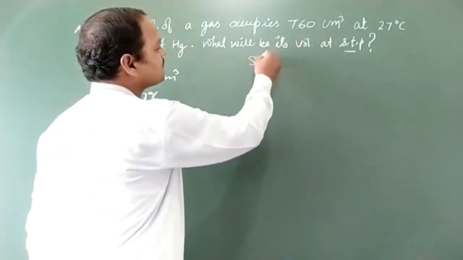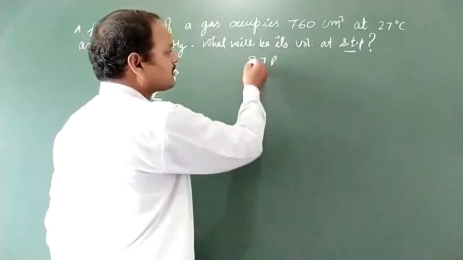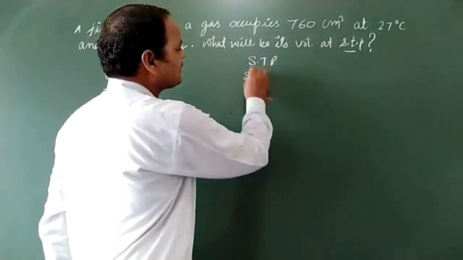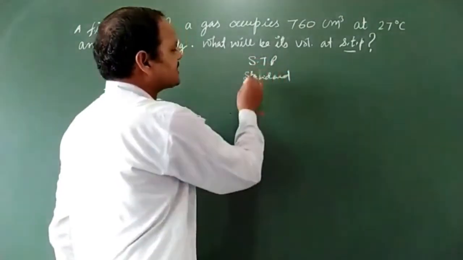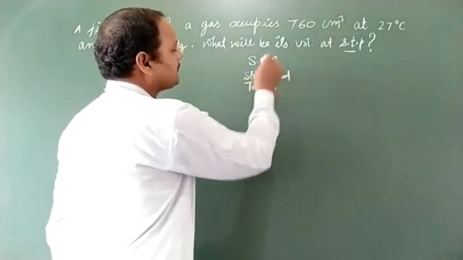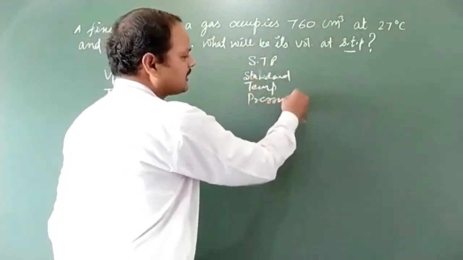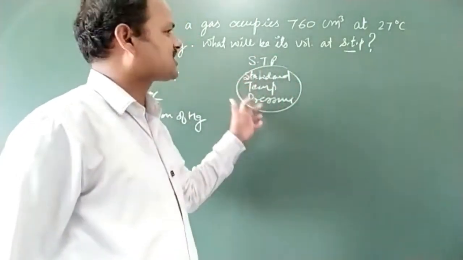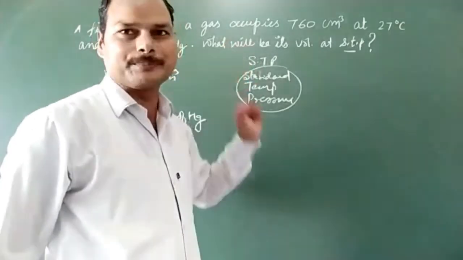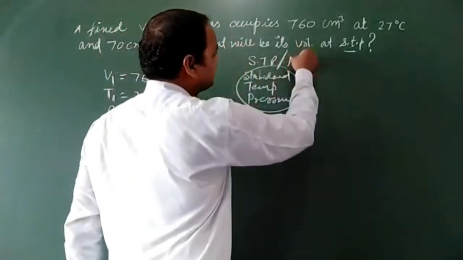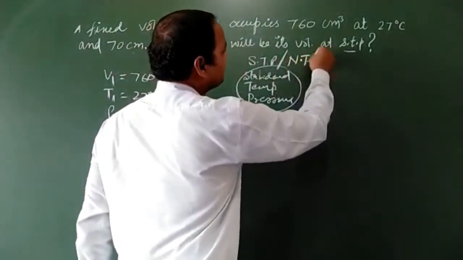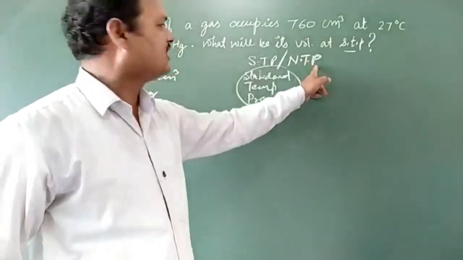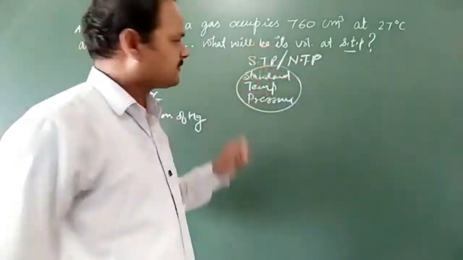Here STP is used for standard. S stands for standard, T stands for temperature, P stands for pressure. It means when we take the fixed value for temperature and pressure, then that is known as STP. It is also known as NTP. NTP. N stands for normal, T stands for temperature, and P stands for pressure. These terms have fixed values.